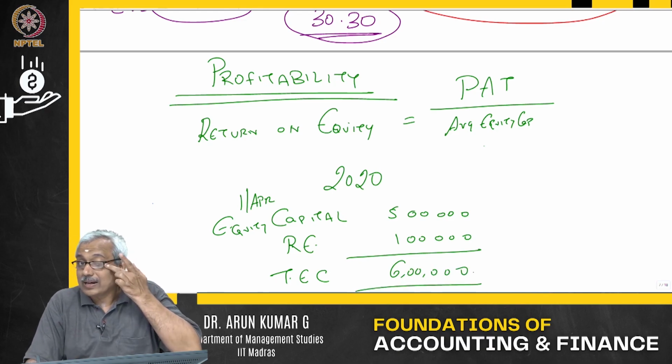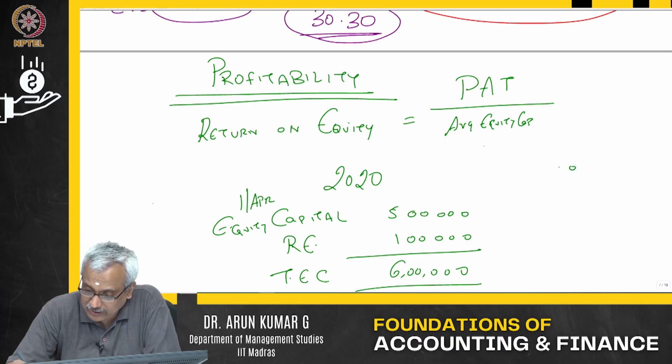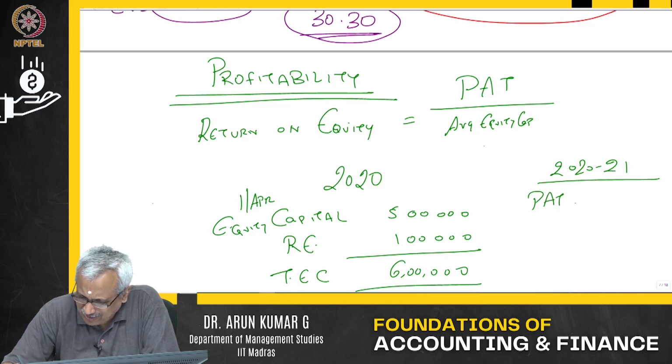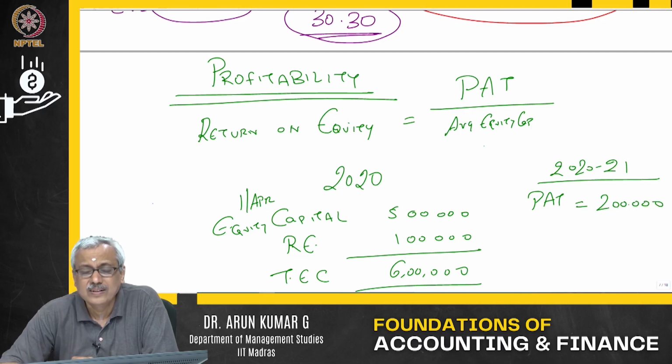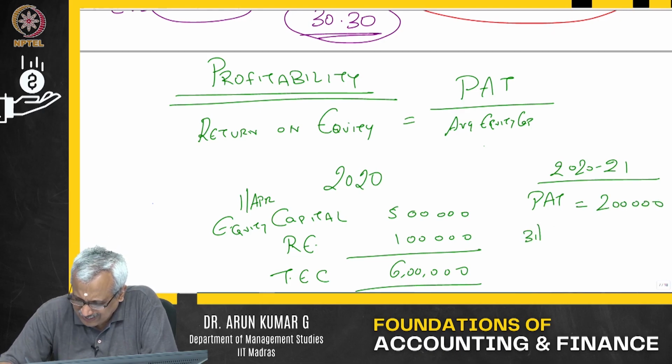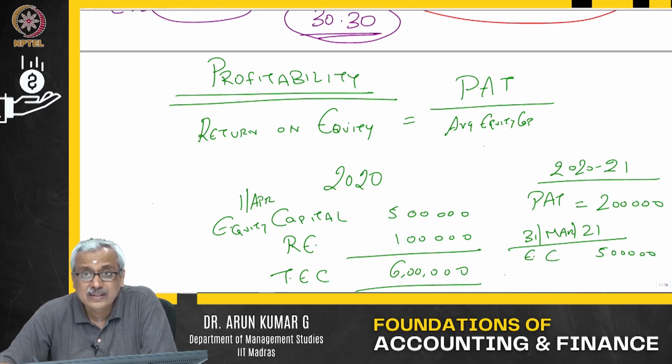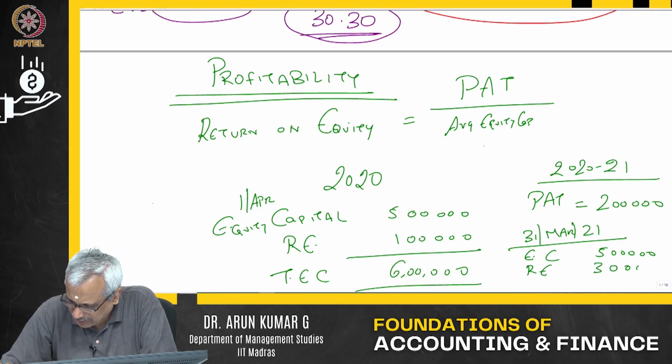Now, in the year 2020-21, you have a profit after tax (PAT) of 2 lakhs. What is the capital on 31st of March 2021? My equity capital is 5 lakhs. My retained earnings is 1 plus 2, that is 3 lakhs. Assume that you have not given dividend. So, your net worth or total capital is 8 lakhs.